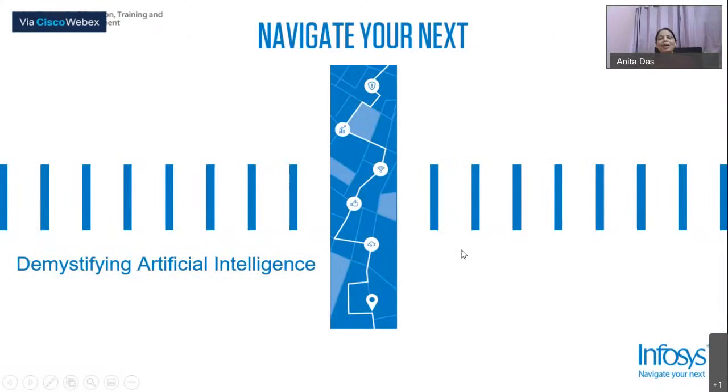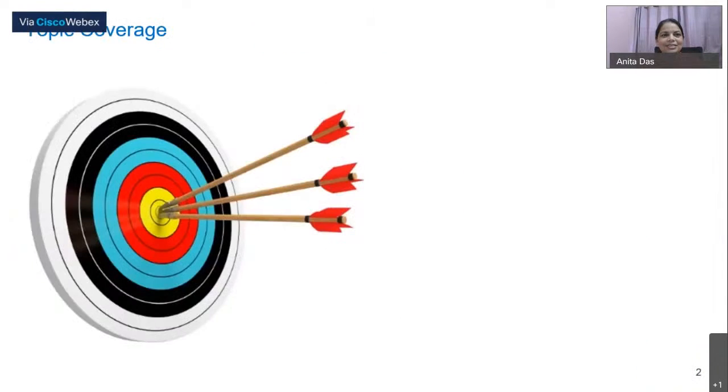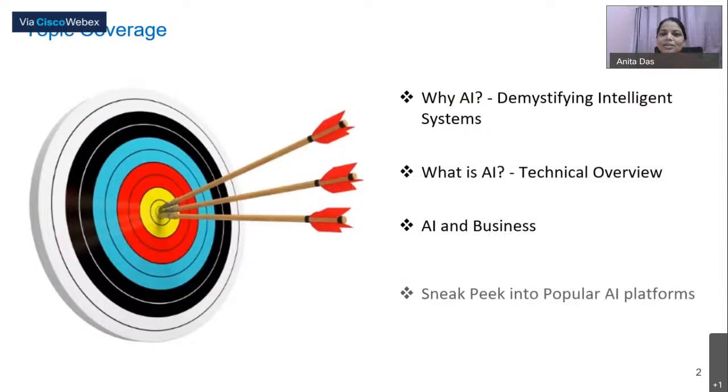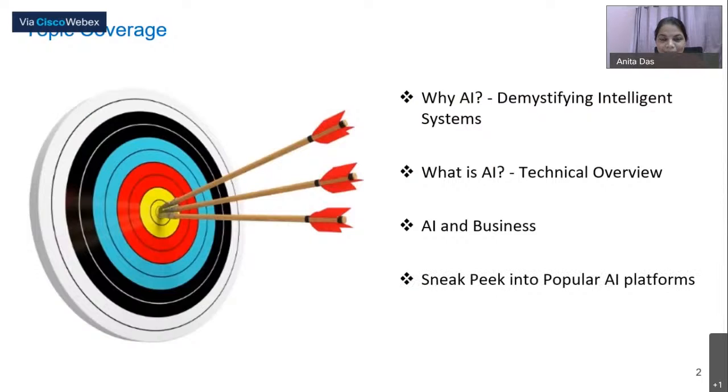Welcome to the session on demystifying artificial intelligence. First, let me take you through the topics which I am planning to cover in this session. I have divided this presentation into 4 parts. First, why AI? What is the need of AI in business and industry now? And also we will see the potential of artificial intelligence in industry.